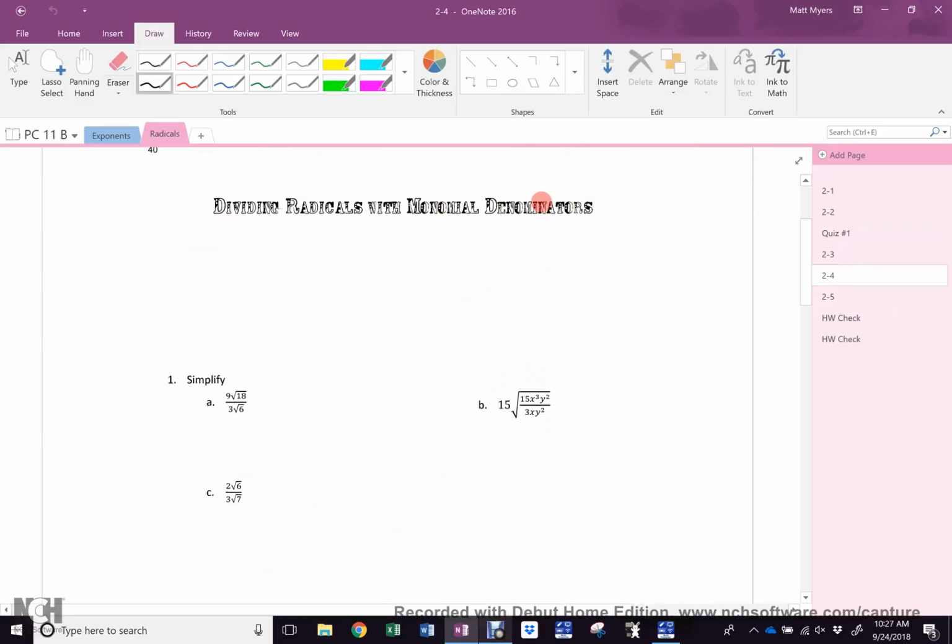Dividing radicals with monomial denominators. I have to remind you what a monomial is. What is a monomial? Who remembers? Burke? A single what? Term. Okay. So is this a monomial? 3. This is where I'm going to review monomials. Is that okay? Is that a monomial? Excellent. Is that okay? Yes. Is that okay?